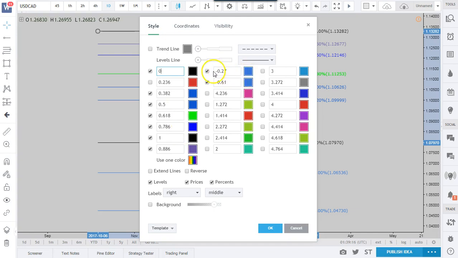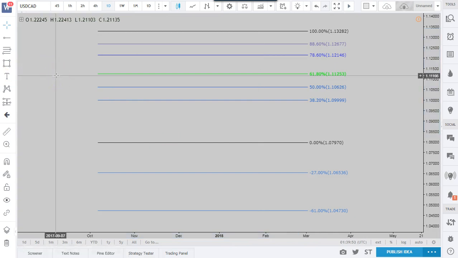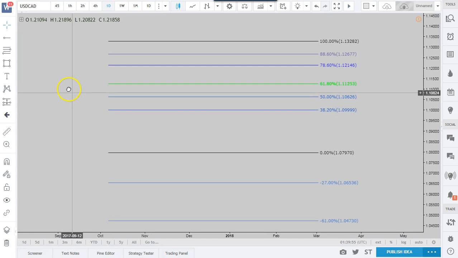Then we have the minus 0.27 retracement, my bad, the minus 0.27 and minus 0.61 extension levels. These two are used for the extension levels where you look forward to take your profits. If you are using the ABCD move, we look forward to take a profit. Our first target is minus 0.27, our second target is minus 0.61. So that's that. Let me go ahead and explain how this great tool works.